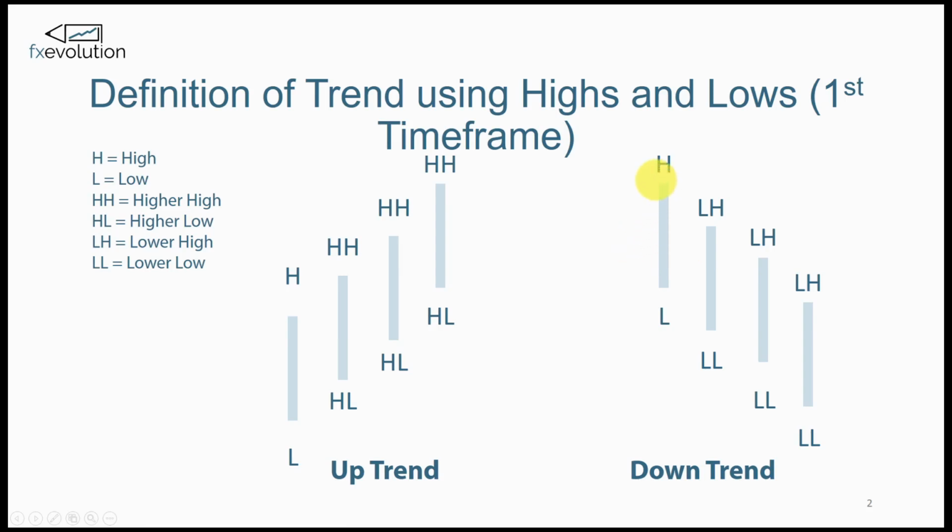For a downtrend, it is a series of highs and lows followed by a consecutive series of lower highs and lower lows, until eventually the sequence is broken and we see a higher high and a higher low. And for an uptrend, we'd have to see a lower high and a lower low to break the sequence of the first time frame.